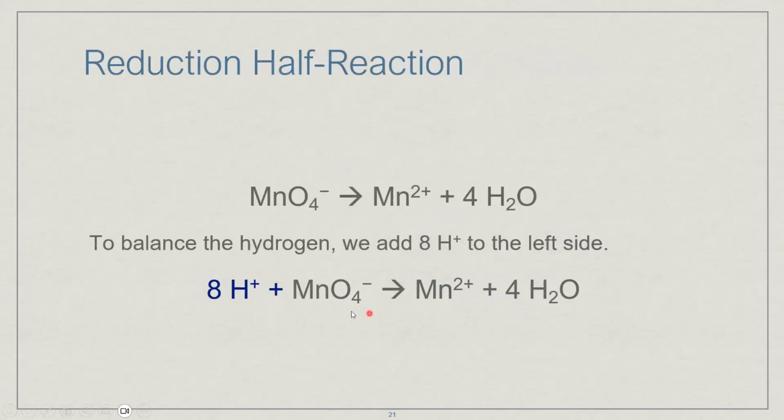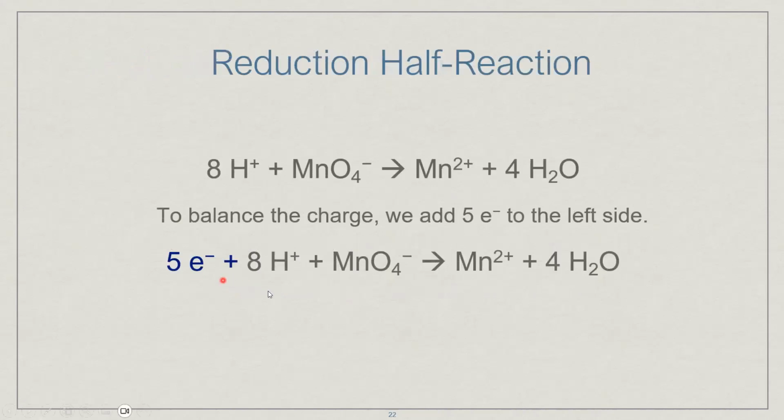And now if we look at it, we've got the mass balance. We've got 1 manganese on both sides. We've got 4 oxygens. We've got 8 hydrogens. But now we need to focus on the charge here. We've got a positive 8 plus a negative 1, so we've really got a positive 7 here. We've got a positive 2 on the right. So we're going to need to add electrons on the left in order to balance that out. In this case, we're going to add 5 of them, just because that'll give us a positive 2 on both sides of this reaction.